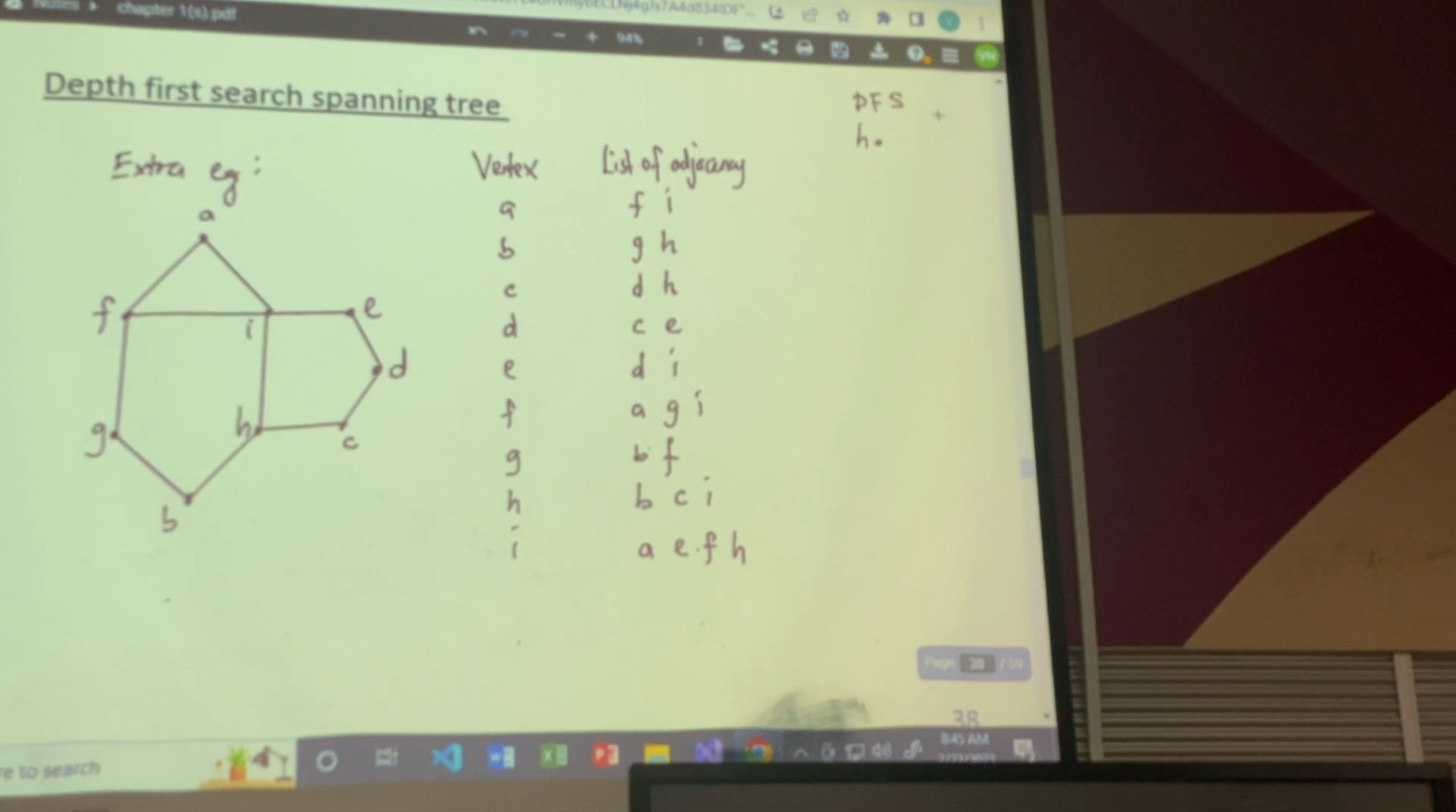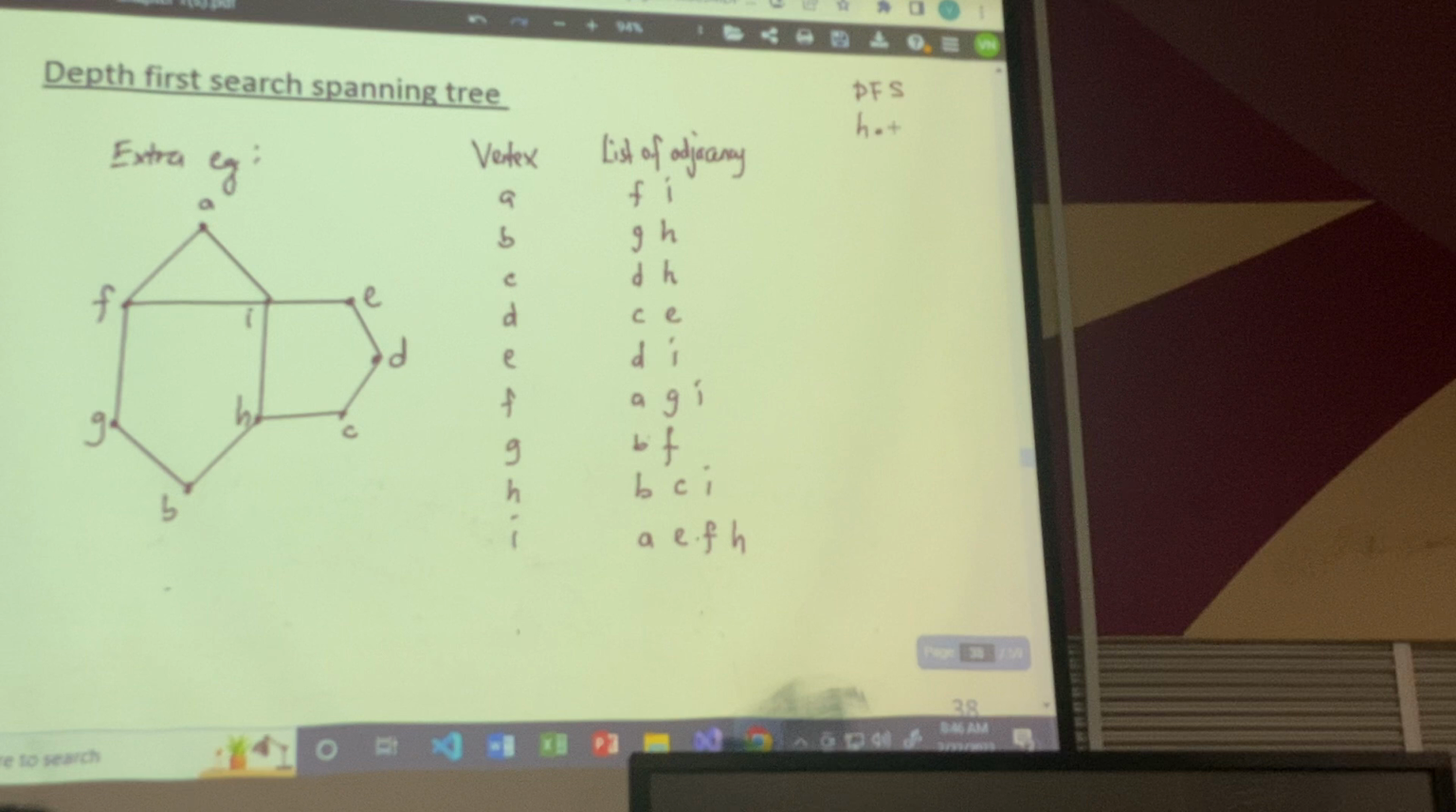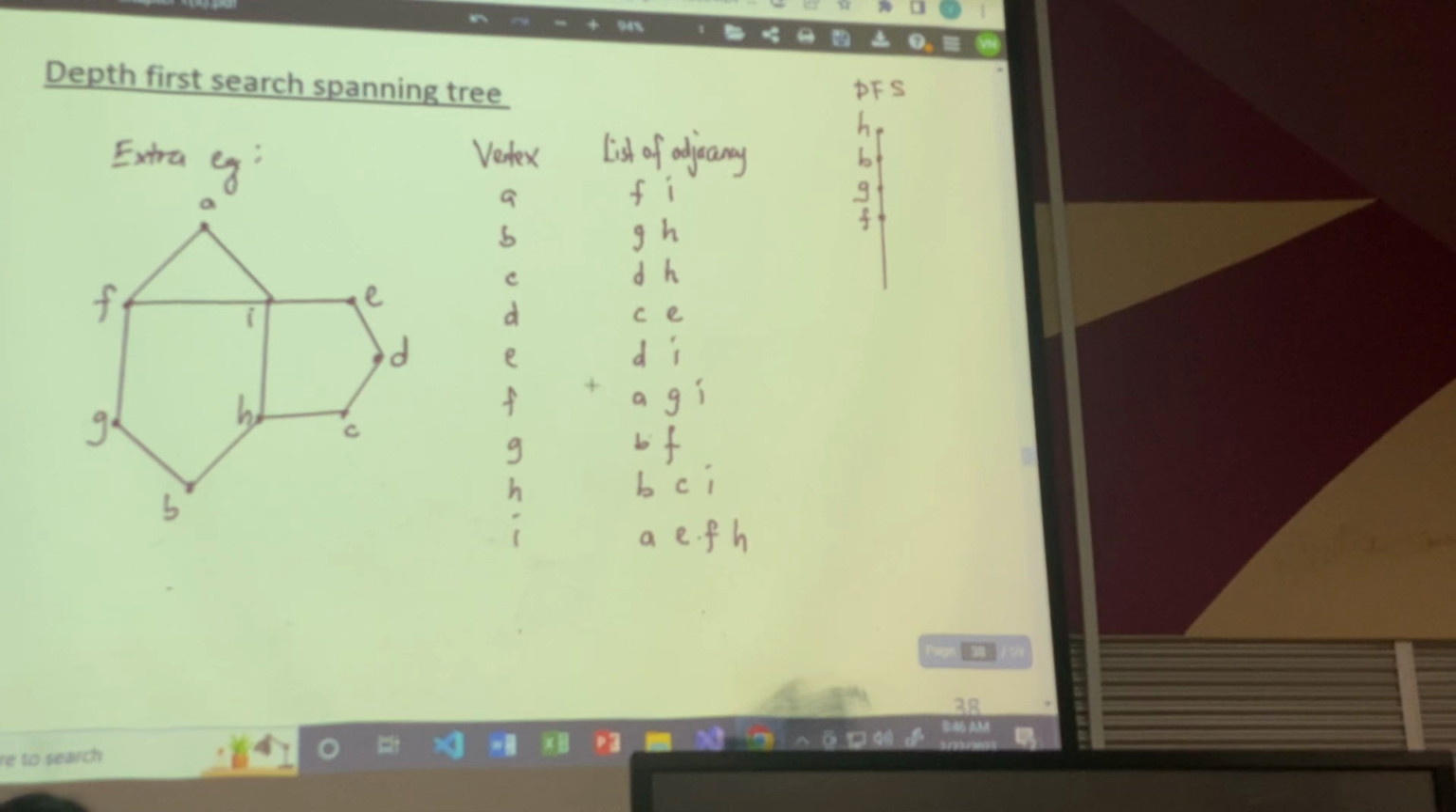H to what? H to B, right? B to what? B is connected to G and H, so it will go to the first one, G. Then go to G. G is connected to B and F, so B is already here, so we will go to the second one, which is F. G to F, okay, and F to A, yes, A to I.